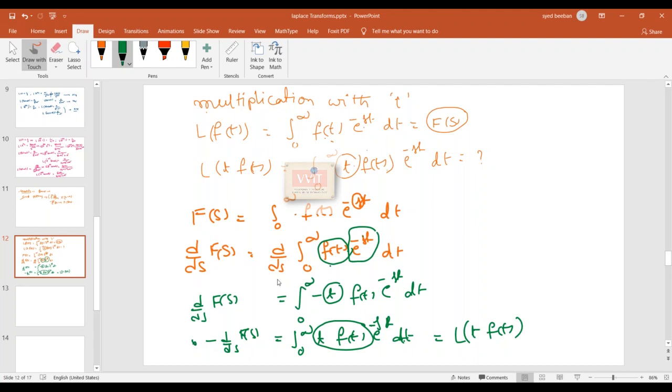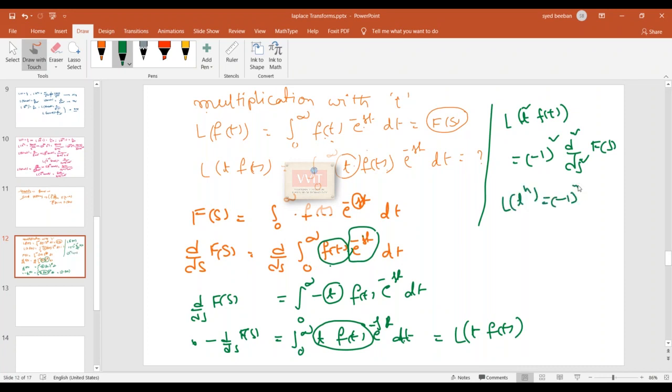So like this. Similarly, if I go with the second time, L of t square times f of t, same way, one more time I need to differentiate, which is equal to minus 1 whole square d square by ds square of f of s. Similarly, L of t power n equals minus 1 whole power n d power n by ds power n of f of s.